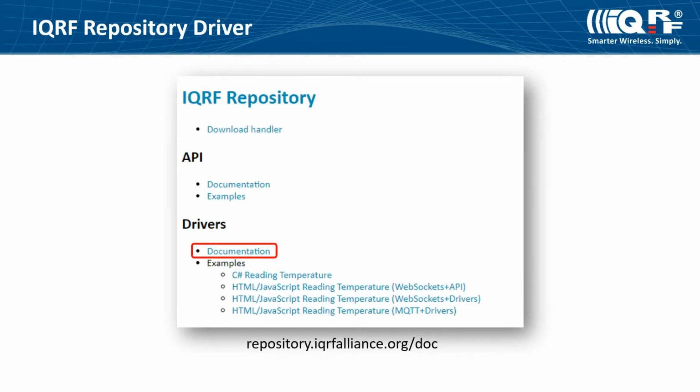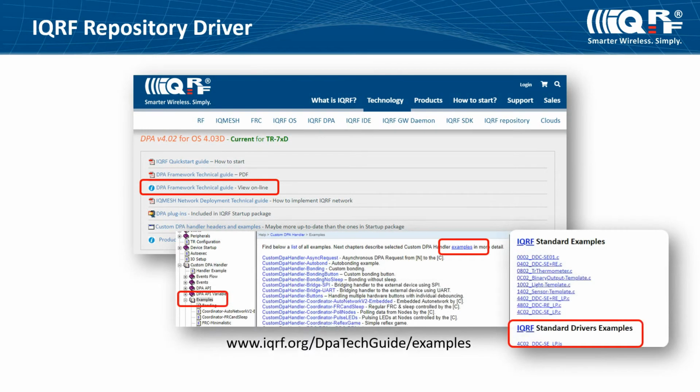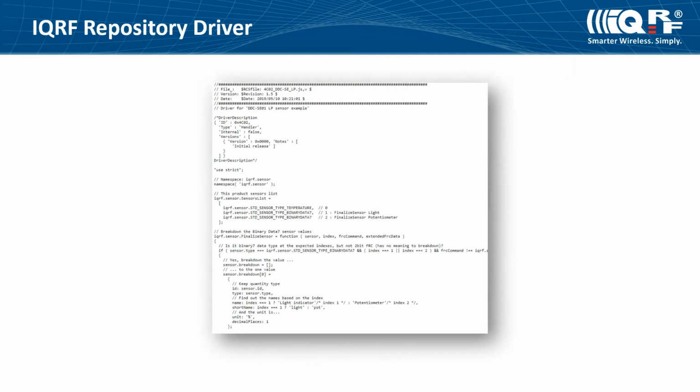An example of a driver for DDC-SE device can be found in the IQRF repository or on the DPA documentation page. The driver is then stored in the IQRF repository, usually executed in the IQRF gateway.